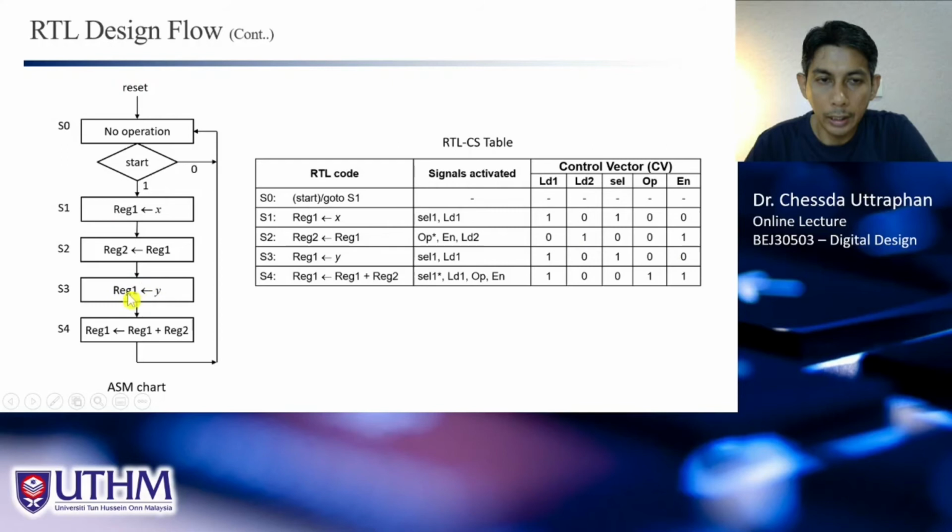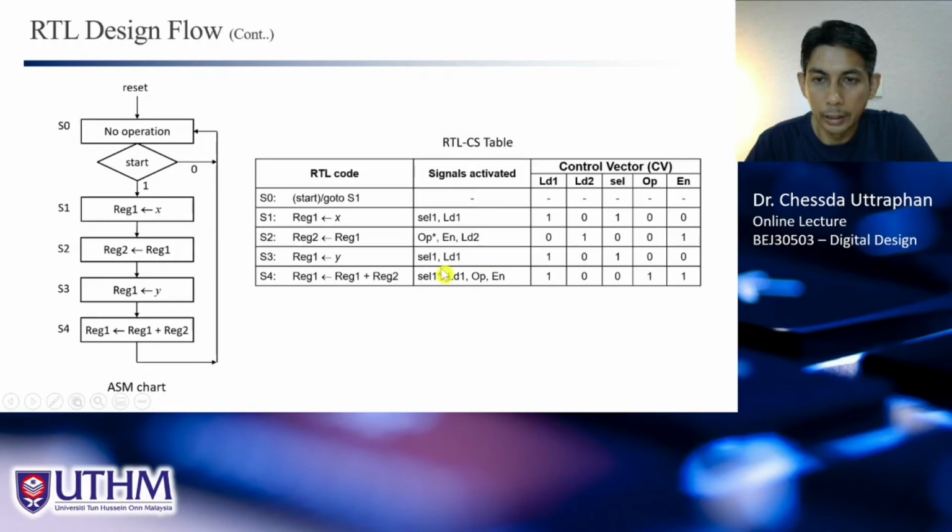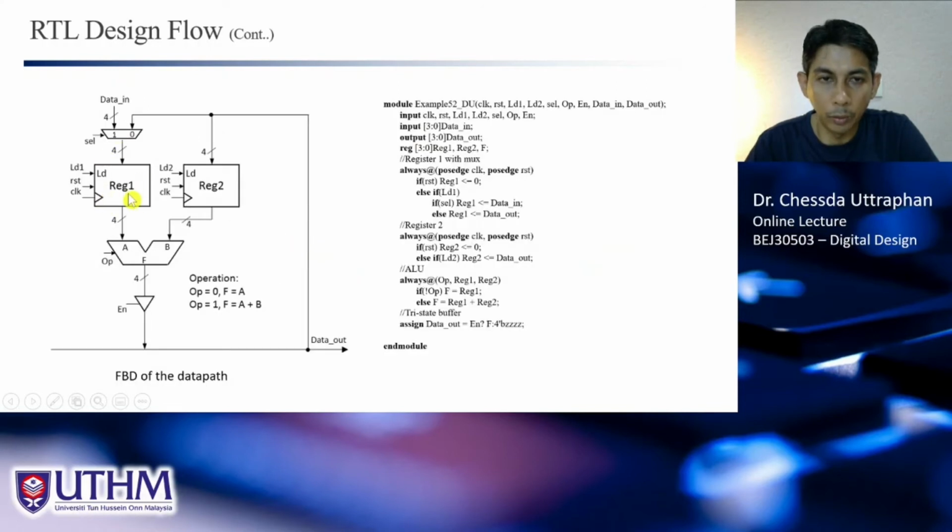Now S3, we want to load a new data into rack 1, which is Y, right? Again, to load data into rack 1, this must be activated and LD1 must be activated. So again, SEL1 equal to 1, LD1 equal to 1. Now we can load a new data into rack 1.